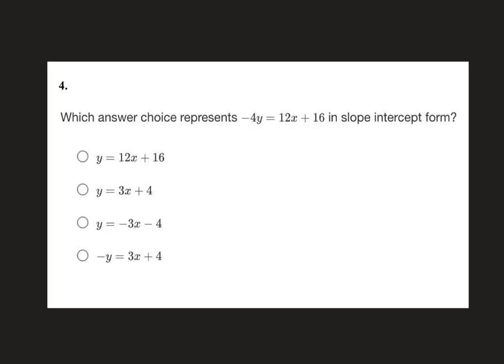Which answer choice represents -4y equals 12x plus 16 in slope-intercept form? I know that that is y equals mx plus b. The y is not allowed to have a number in front of it. So since the -4 and the y are side by side, they're being multiplied. So to get rid of it, we will need to divide everything by -4. After you do that, you should get one of these answers.